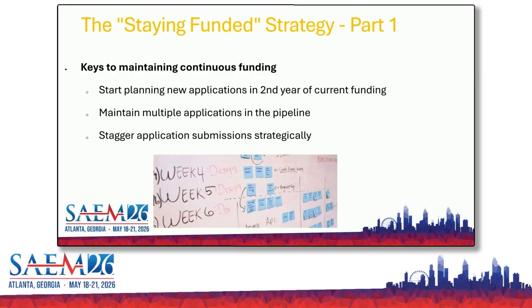You shouldn't try to get your manuscript out and then try for your funding. You should be starting as you're moving along. Again, maintain multiple applications. I think that's really important. If you want to get consistently funded, you need to get multiple applications in.